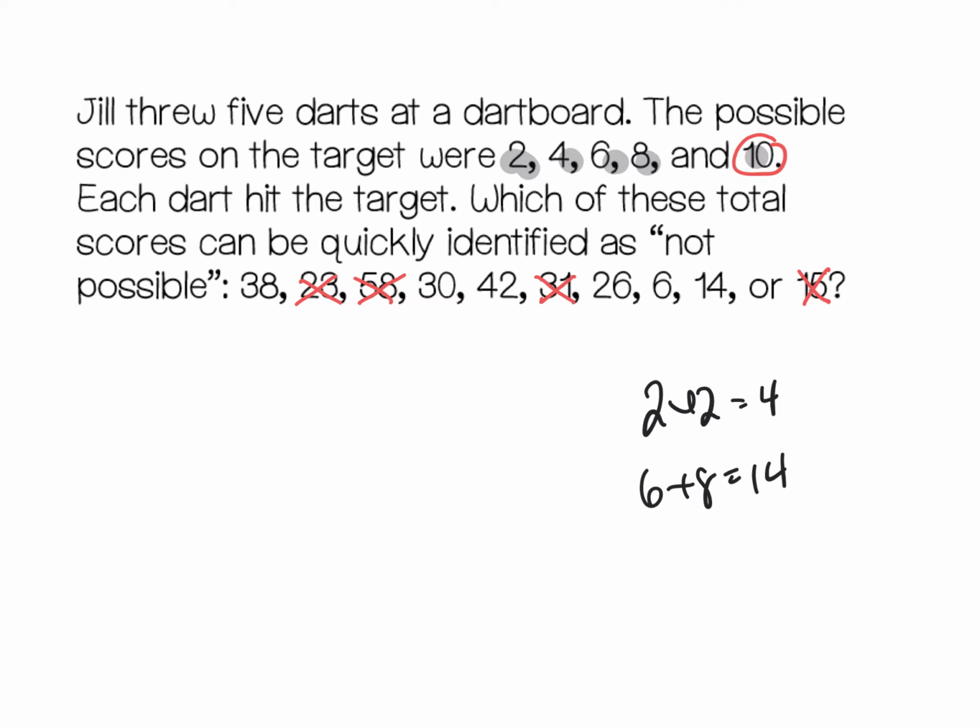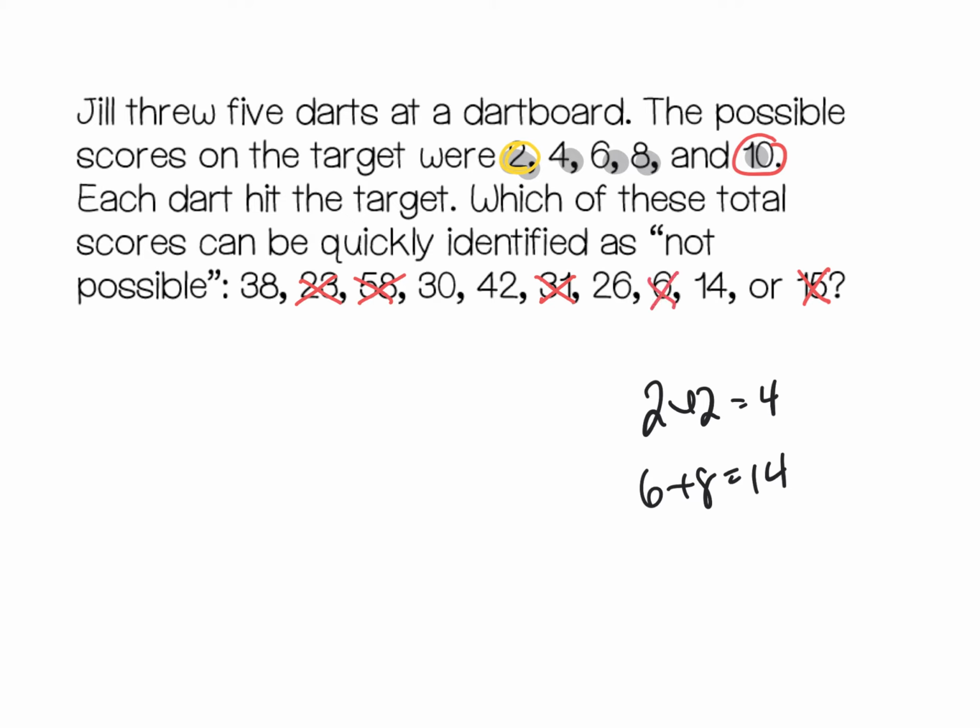Now let's think about what if they did the worst. Look at that 2 right there. If they threw all 5 darts and they only hit 2 every time, that would be 5 times 2, or 10. So the lowest score they would have is 10. Do we have anything less than 10? Yep, we do. We have a 6. So we can get rid of the 6.